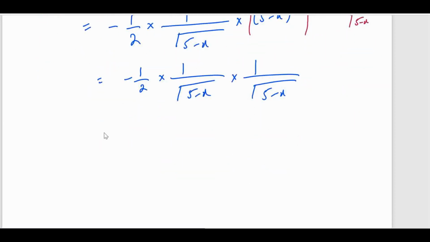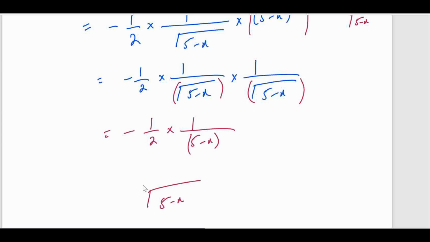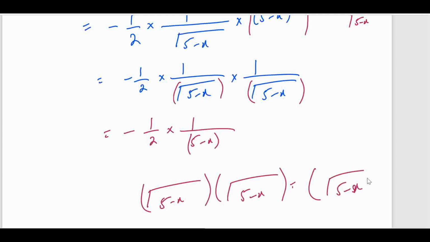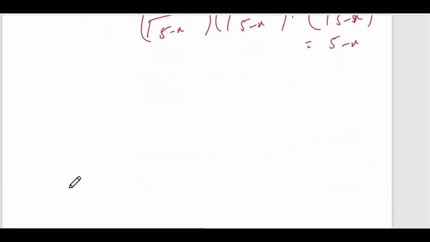Now if we simplify it further, this will be minus 1 by 2 multiplied by 1 by 5 minus x. The reason is, if we multiply these two expressions, this will be square root of 5 minus x into square root of 5 minus x. So this will be equal to square root of 5 minus x whole square, and we can cancel out these two, and the final answer will be 5 minus x. I hope that the concept is clear. Let's move to another concept that we have to use.